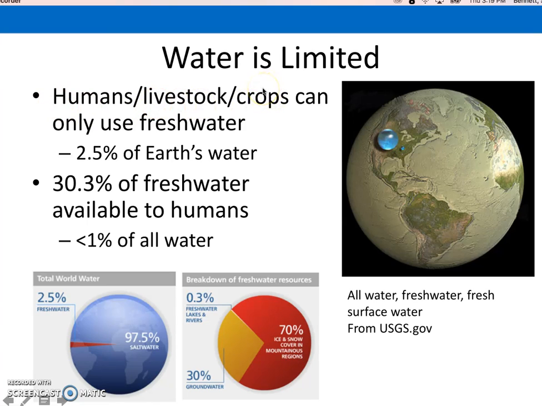The other thing that makes water even more limited is that for us and our livestock and our crops, the only water that we can use is fresh water. Now, that is actually only 2.5% of all of Earth's water.